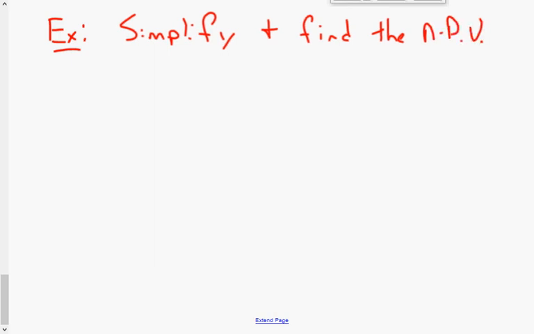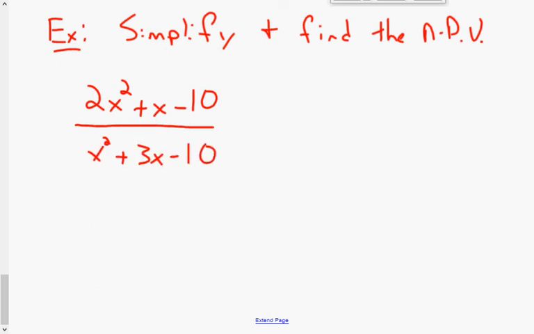So for this example, we're going to simplify and find the non-permissible values. NPV, because I'm lazy. Now, unfortunately, this textbook uses other variables besides x. They use y's and m's. Hopefully, not a lot of t's. This is supposed to be with y's, but I wrote it all with x's. So if it makes it easier for you, when you're solving these with textbook questions, just write everything as x. All right.